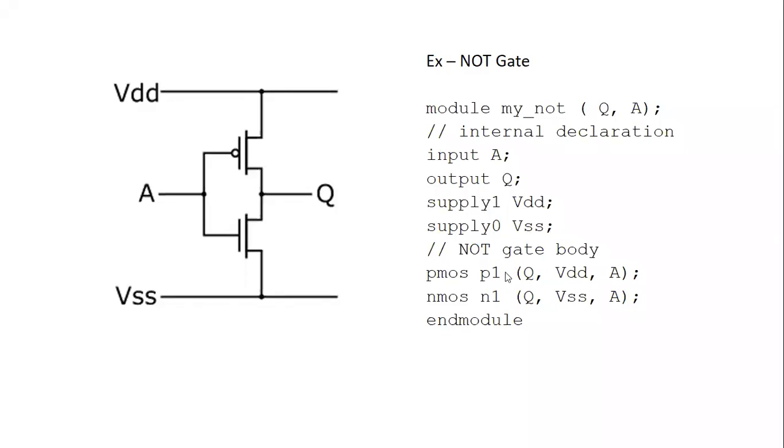Now, how do I write the gate? PMOS is an inbuilt construct. I've numbered the gate as P1. It is always output and then input.